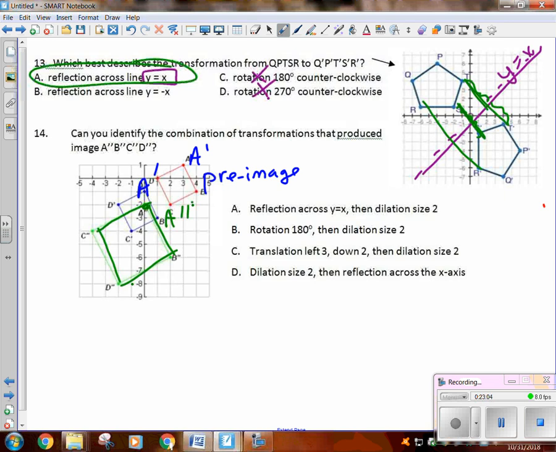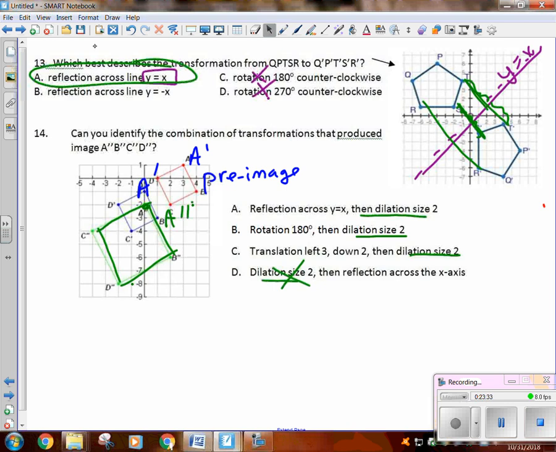Well, it looks like I got twice as big, so dilation size 2. But if I go in order, I did not do the dilation first. It looks like I moved it from the red to the blue position, then I made it bigger. So it would have to be either A, B, or C. Did I reflect it across the line y equals x?